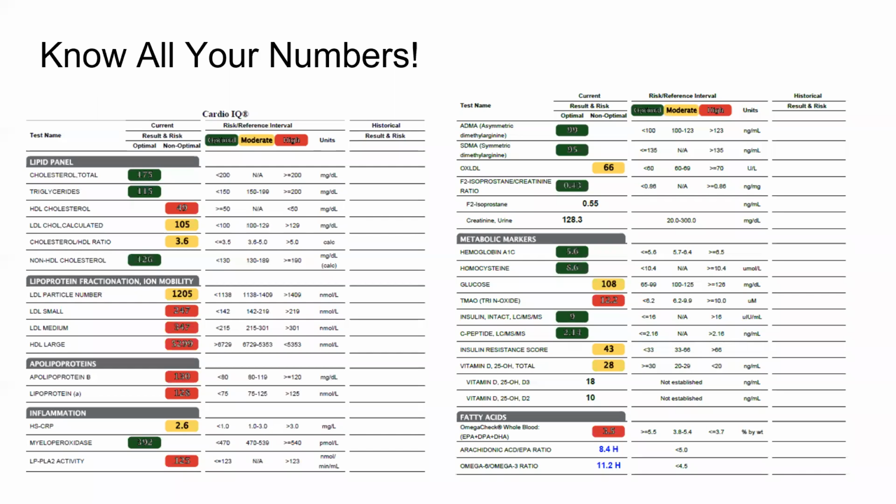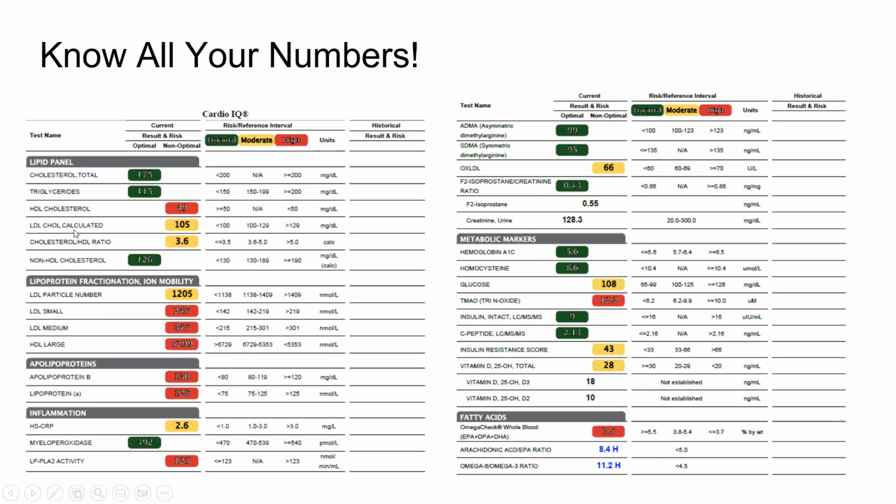But years ago, Quest bought out Cleveland Heart Lab, which is associated with Cleveland Clinic, but essentially a premier cardiovascular lab in the country, and took on all these really great advanced cardiovascular tests. And they're available through Quest now, which is great because Quest is easy to come by.